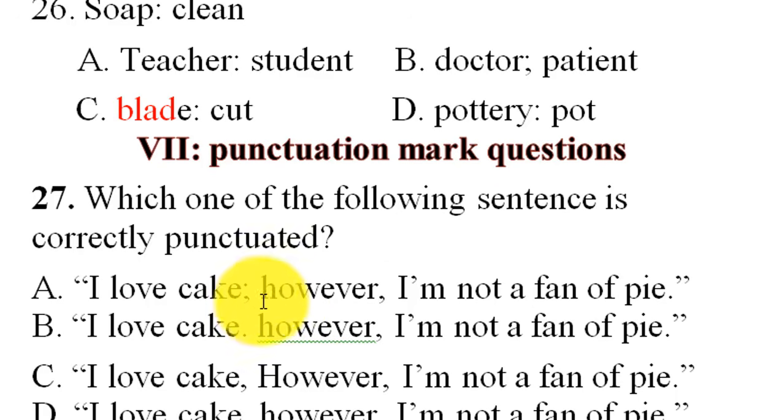So the right answer is A here, because whenever however you use for two main clauses, it precedes with a semicolon and a comma. So the answer is A.